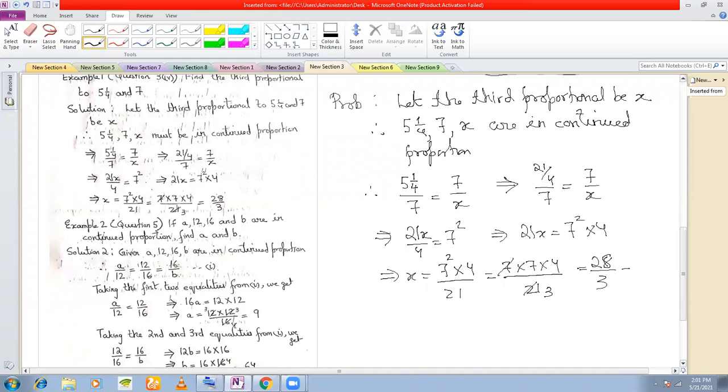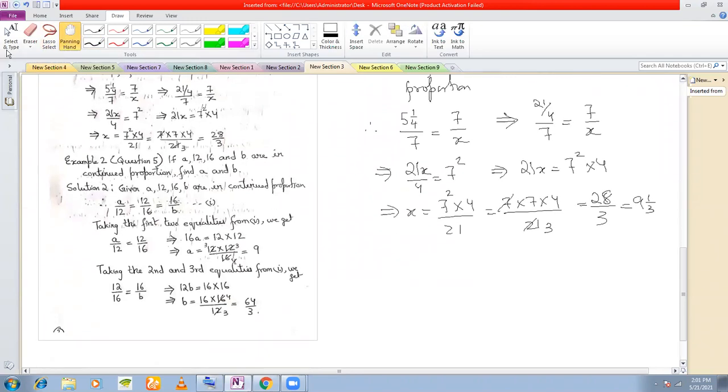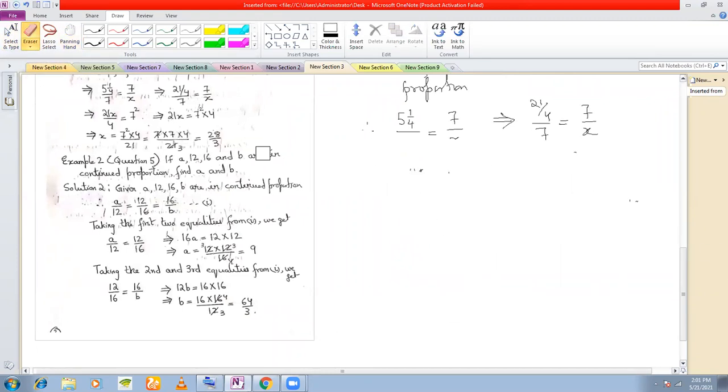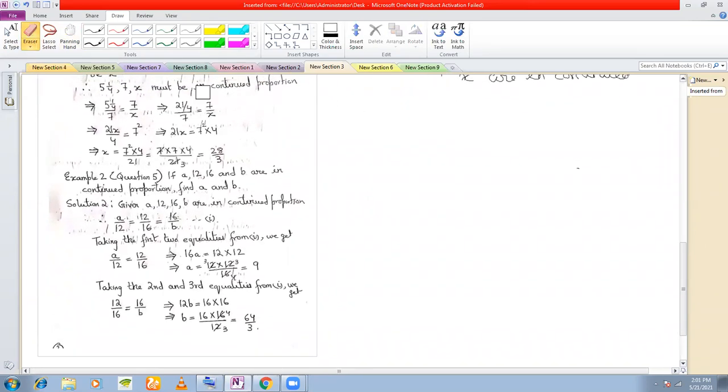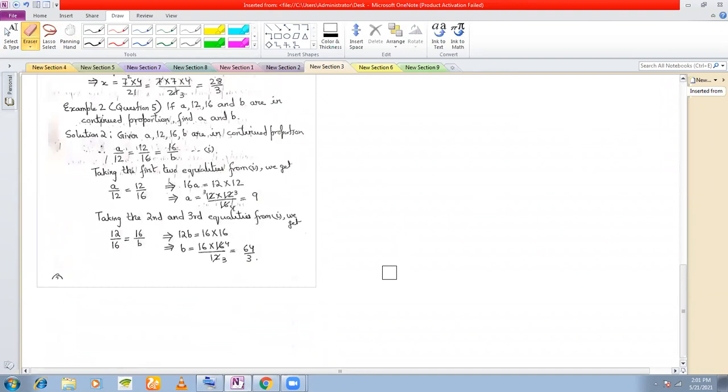So this is your third proportional. You can convert this to a mixed fraction also. 9 1/3 will be your third proportional. Next problem here is: if A, 12, 16 and B are in continued proportion, find A and B.